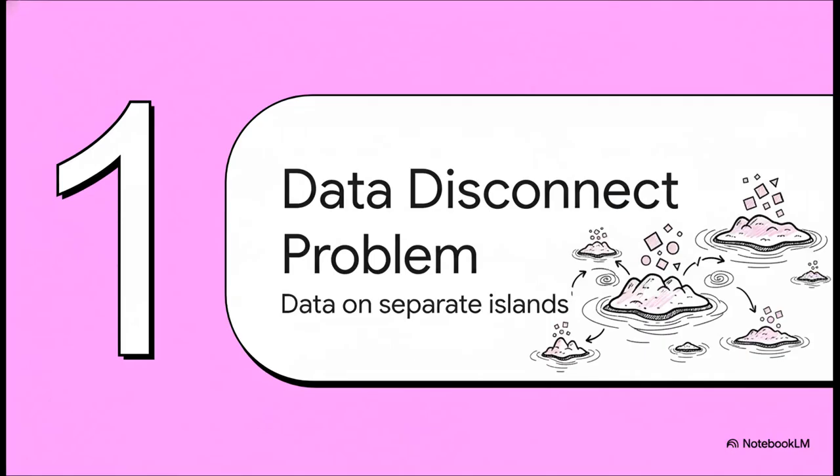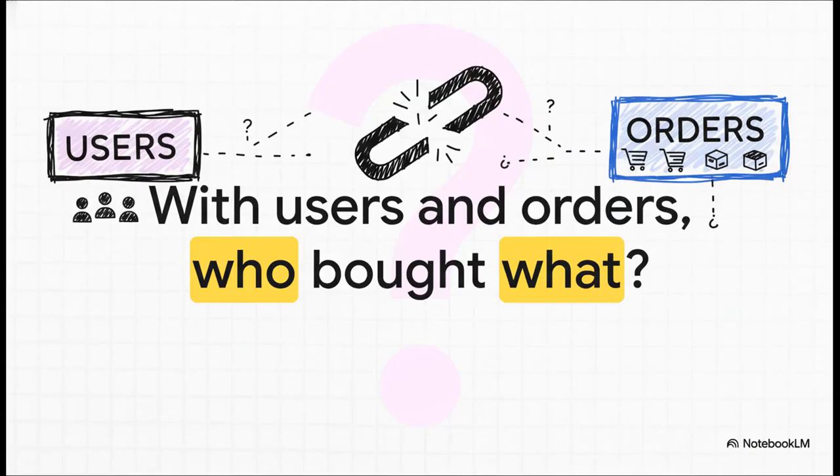All right, so let's start with the big problem. Imagine all your important information is scattered across a bunch of separate places. It's like having your data living on different islands with no bridges to connect them. It's messy, it's chaotic, and it's pretty much useless. Let's make this super clear.